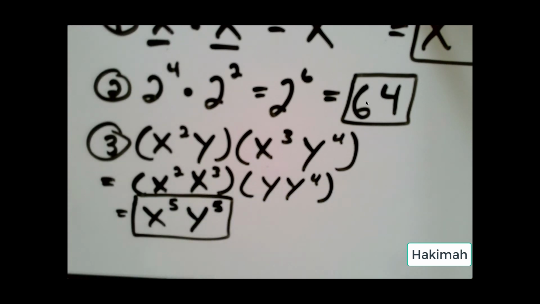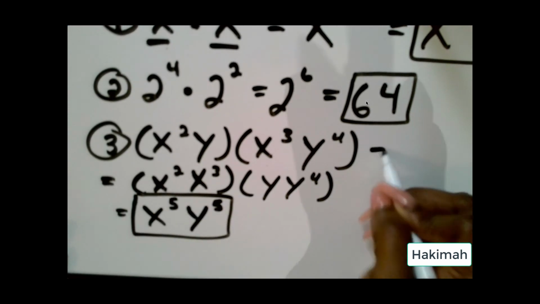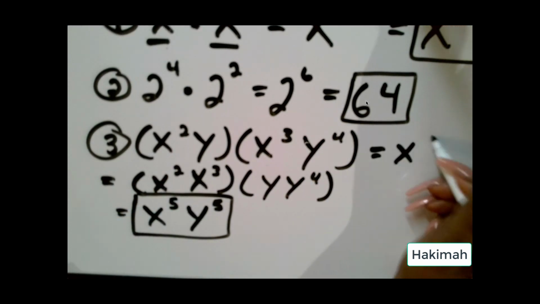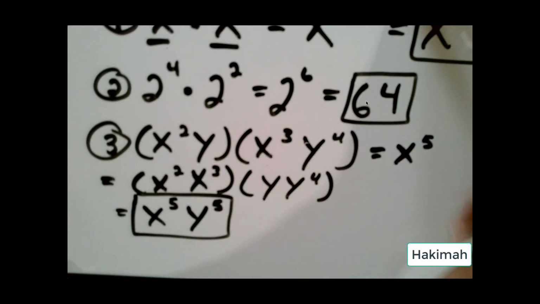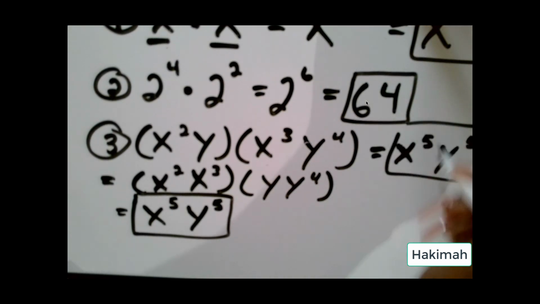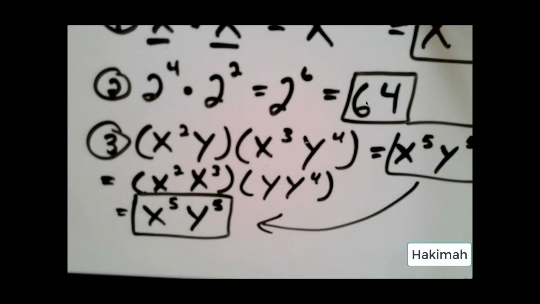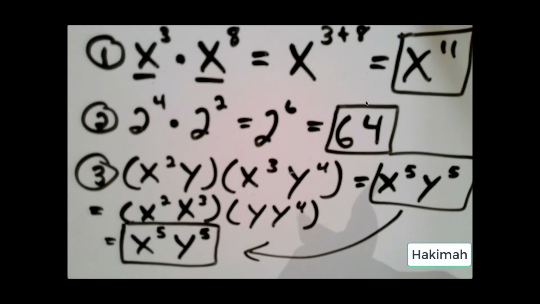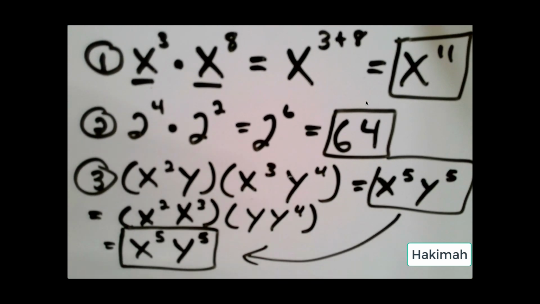I rearranged it for visibility, but you could have very much said x squared times x cubed is x to the 5th. Y to the 1st times y to the 4th is also y to the 5th. And you would have gotten the same answer. I just want to make sure that you understood what was going on before I just jumped to the answer. So these are some examples using the product rule. Just remember to keep that base and add the exponents anytime you are multiplying with the same base.